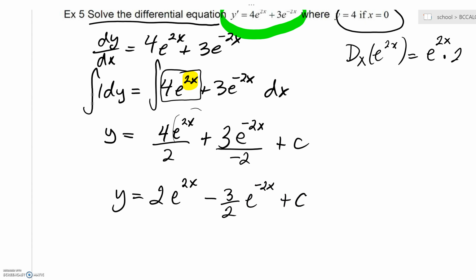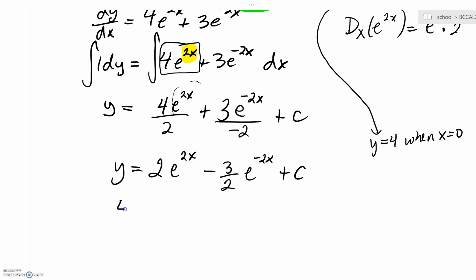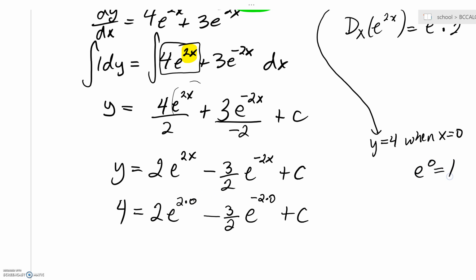Now from here, we just need to find what C is. And this is where that initial condition is going to hold true, that y is equal to 4 when x equals 0. I'm going to plug in my y is equal to 4. I'm going to plug in my x of 0. Keep in mind that letting x equal 0 here will not eliminate terms, because e to the 0 is not 0, it's a 1. So these e to the 0 powers are just 1s. So be careful with that.